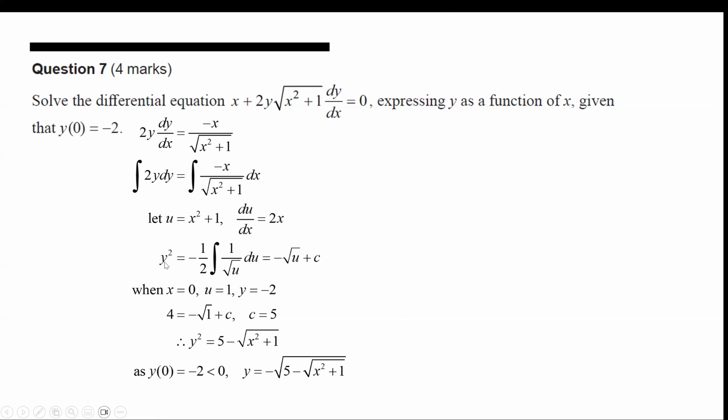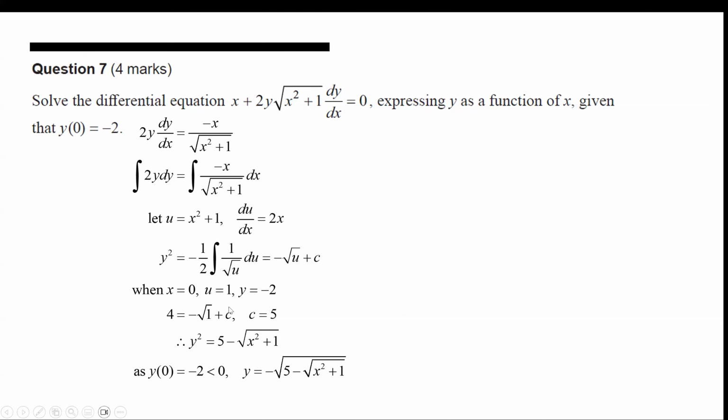The left-hand side is ready to go, y squared, but the right-hand side will give you a minus root u plus c. To find C, I'm not going to put back the u first. I'm actually finding the corresponding value of u when x equals 0. This comes from the initial condition, and then your y will be -2. So -2 squared is 4, equals minus root 1 plus C. So C equals 5.